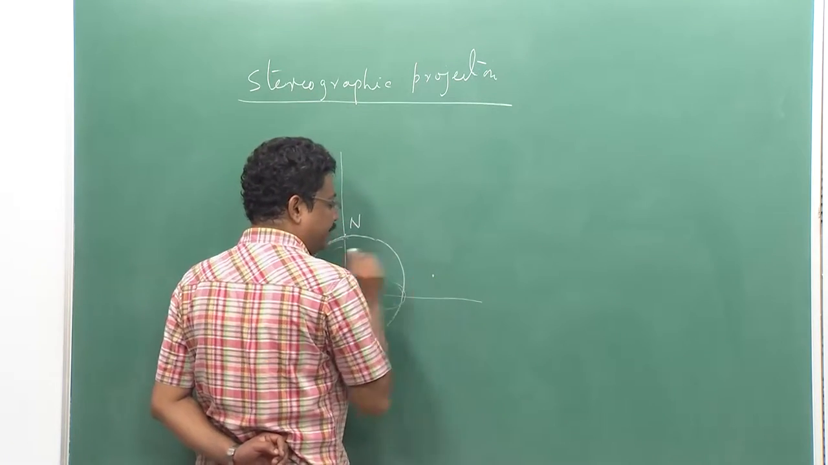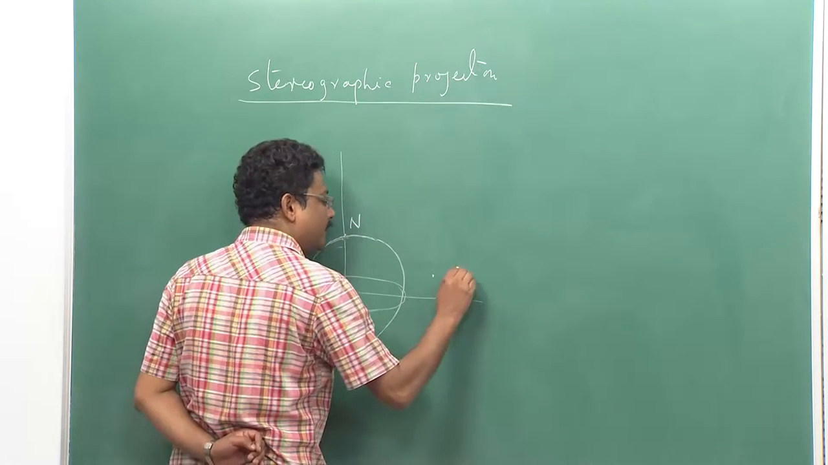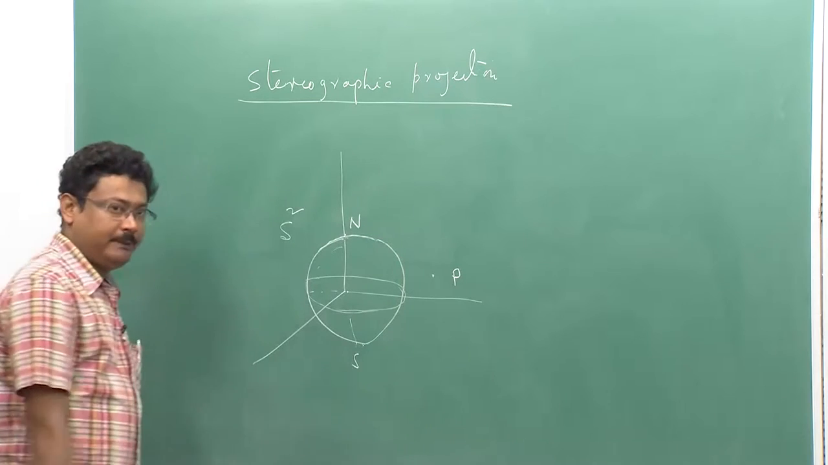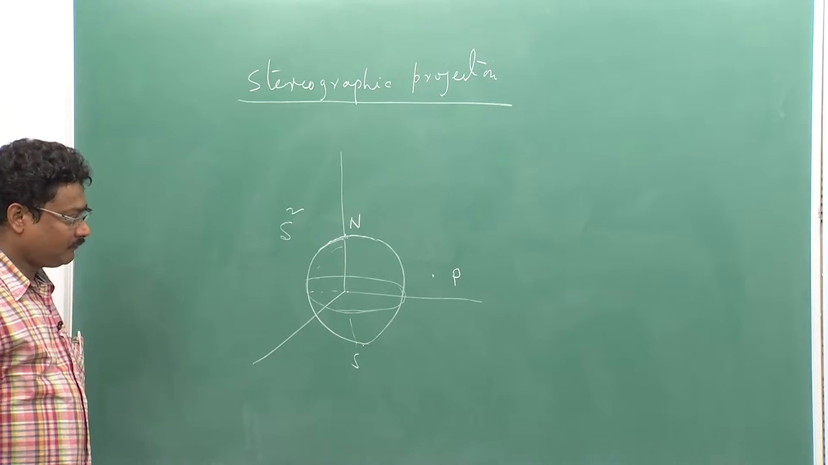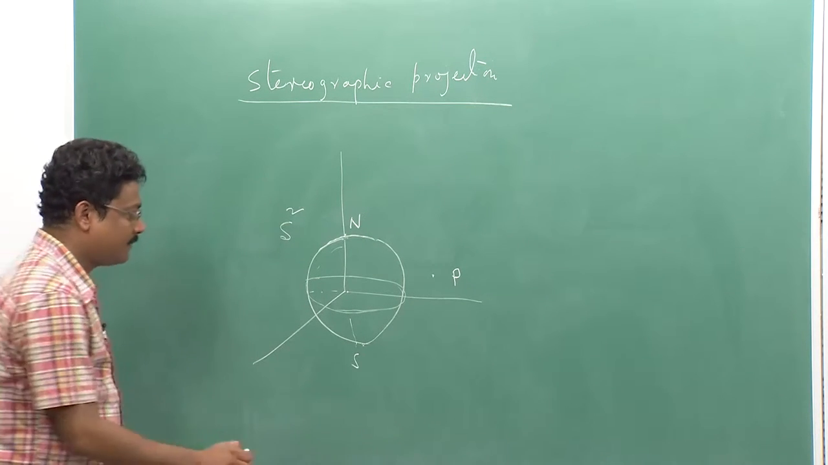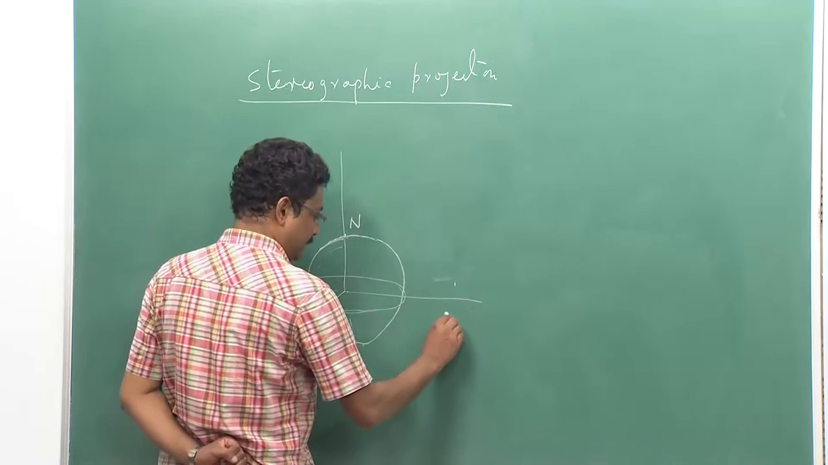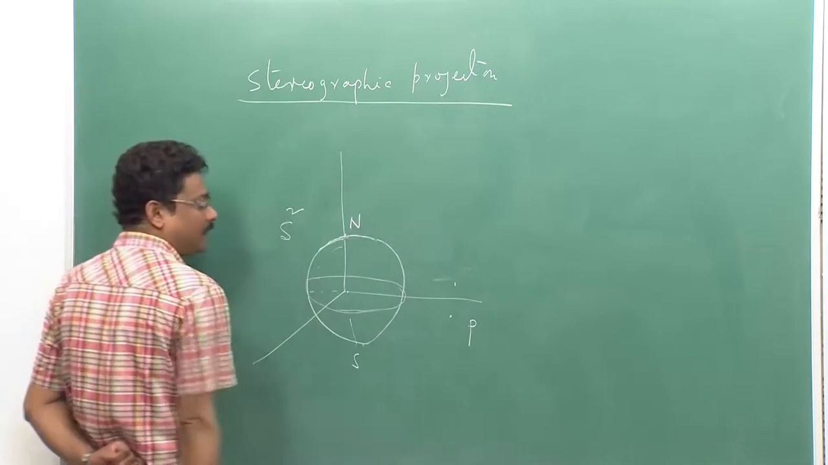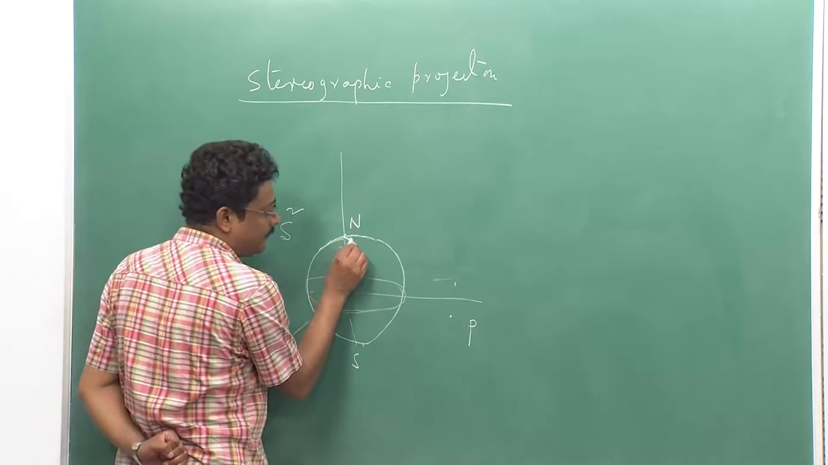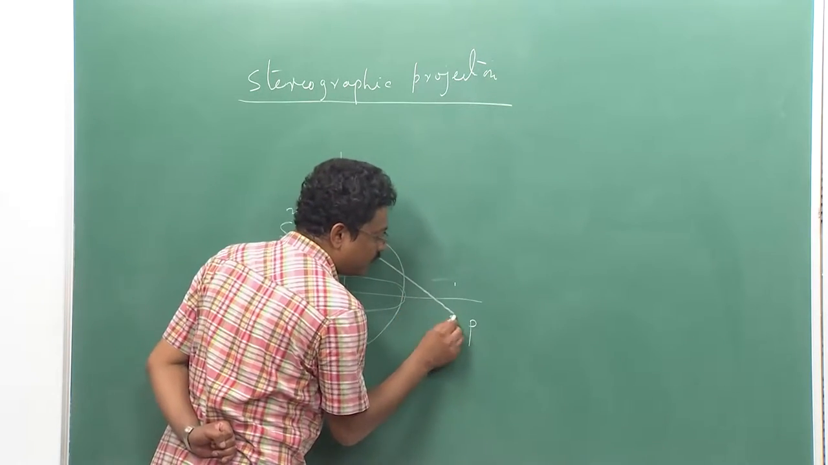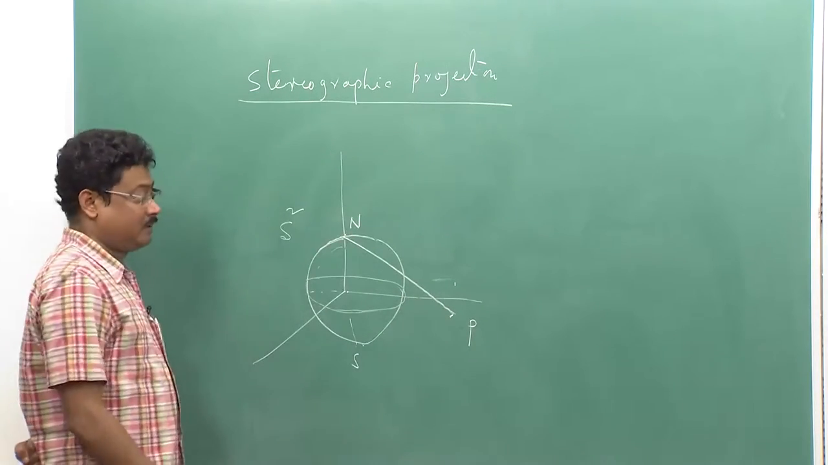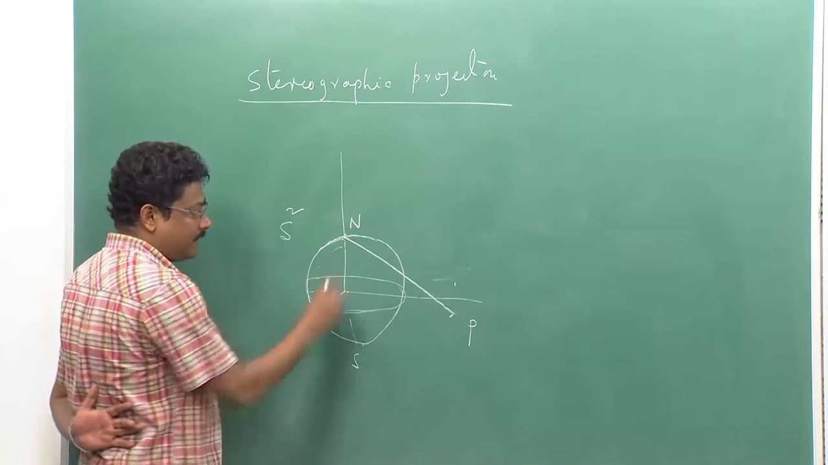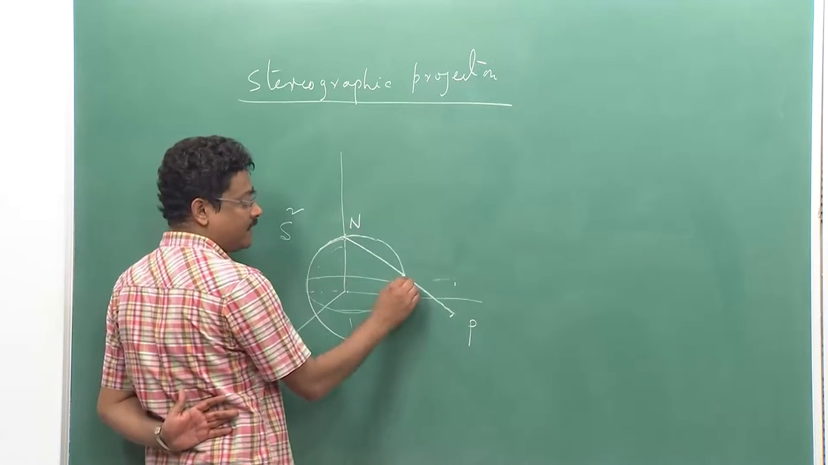You look at it the other way around. Take any point P on the plane, the XY plane. You join it to the North Pole. So that will intersect, except the North Pole, any other point Q.